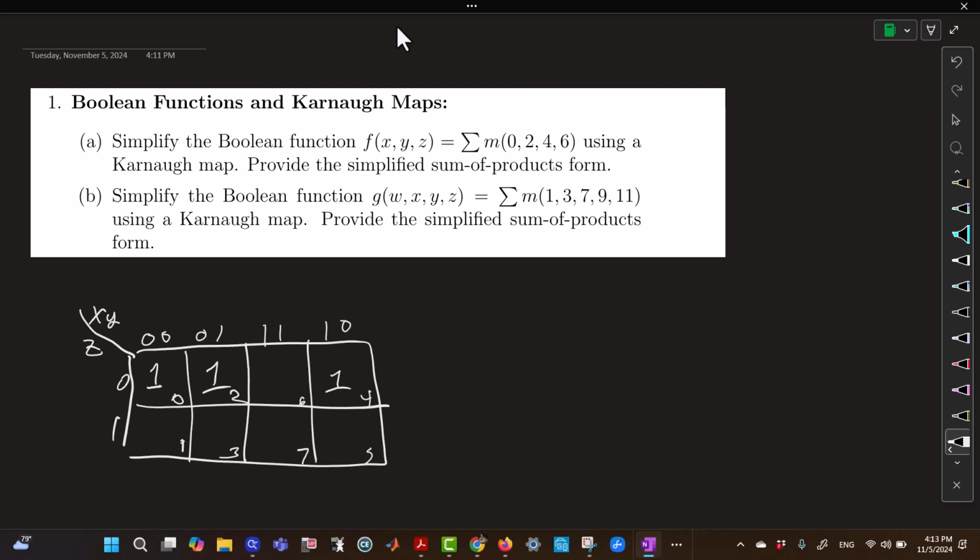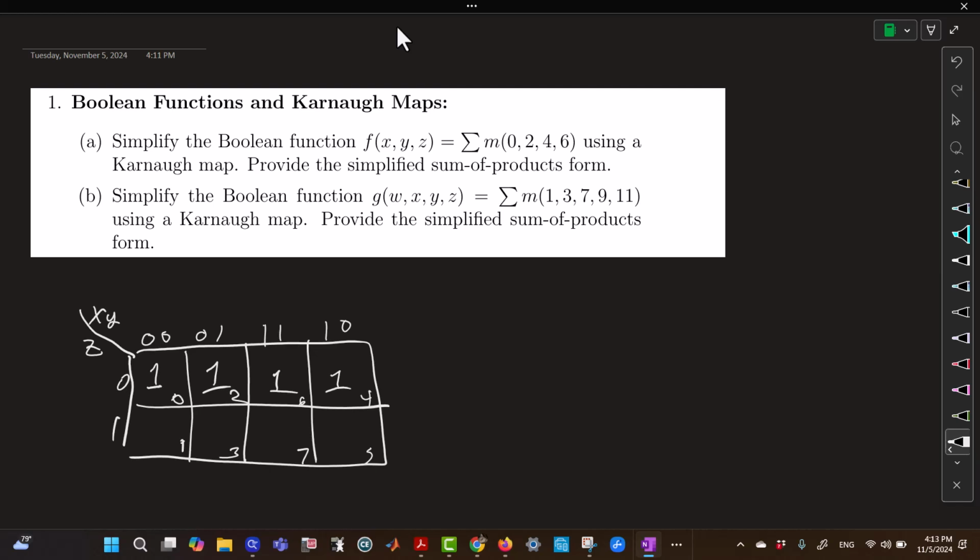Oh, this one was easy, and 6. So this one was particularly easy. We'll do a harder one in a minute. So 0, 2, 4, and 6. I'm going to make this one a little bit harder. Instead of 6, we'll just do this one, and then we'll do a 4 variable one.